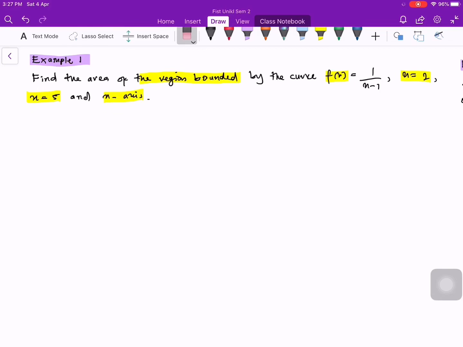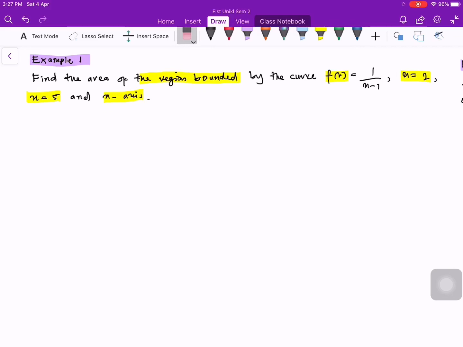Okay, so let's start with the first example. Find the area of the region bounded by the curve f(x) equals 1 over x minus 1, x equals 2, x equals 5, and the x-axis. Before we calculate the area of the region bounded between all these, first let's sketch the graph of f(x) equals 1 over x minus 1.